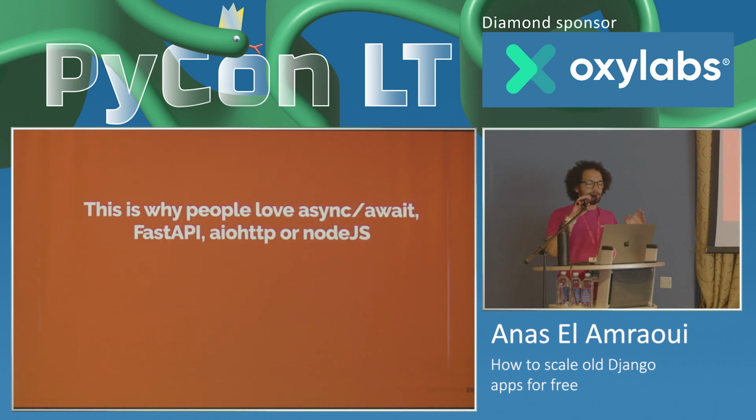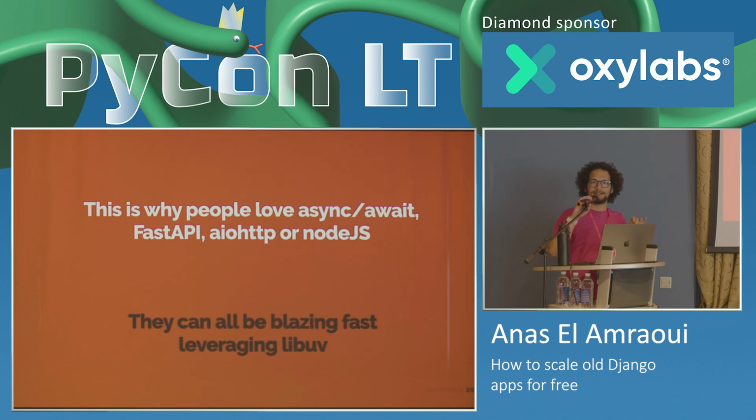And this is why people love async and await so much, and this is why people love FastAPI, aiohttp, or even Node.js. As a matter of fact, they're all built on the same library, which is libuv. I strongly suggest you look at the design and implementation of it. It's quite nice. It was built for Node.js, but then they opened their API, and it's leveraged by a lot of other libraries. I will show you some examples, and in the demo app, there are some links, and you can read more if you really like.